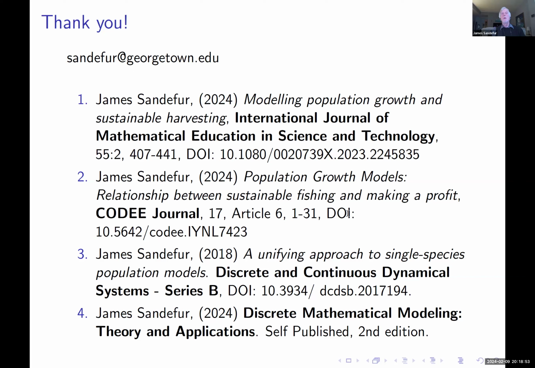And the second paper, which also came out recently, in fact, it came out before the first one, but was written several months after the first one, uses what's been developed in the first paper to develop relationships about sustainable fishing and making a profit.